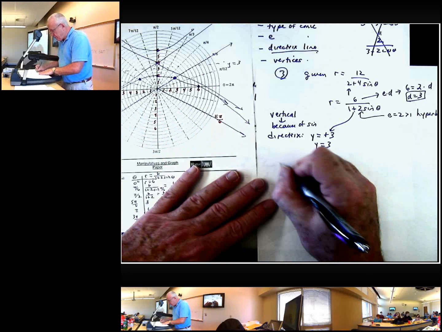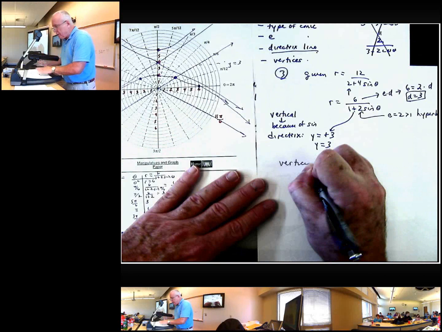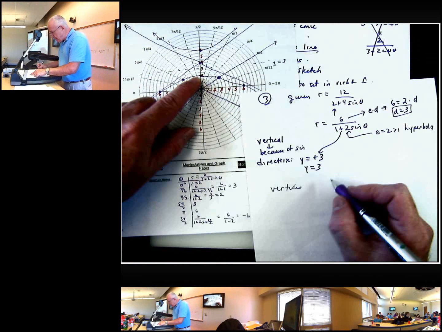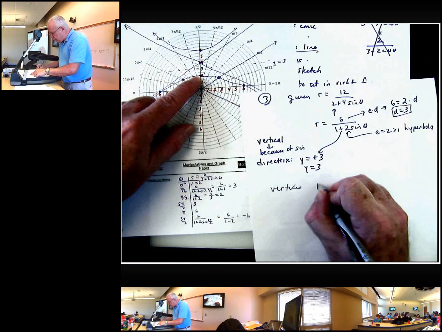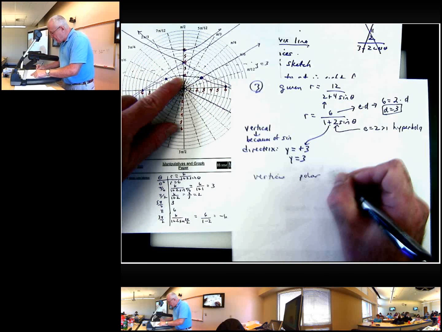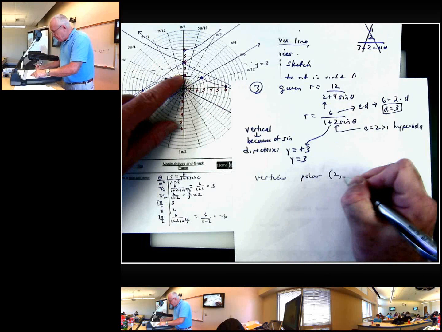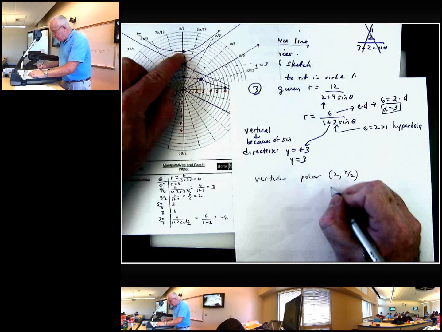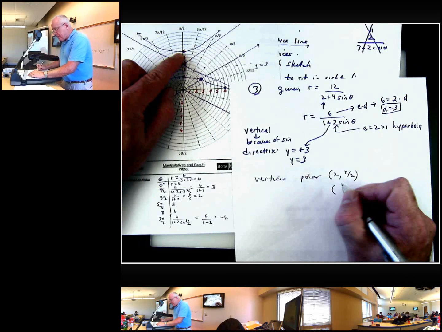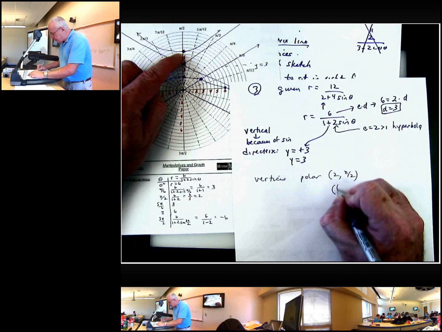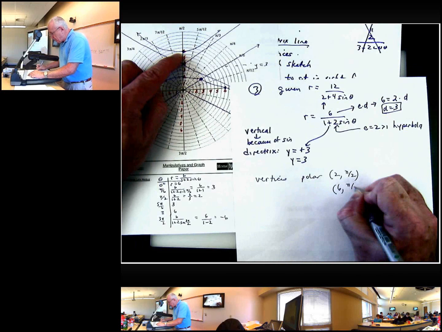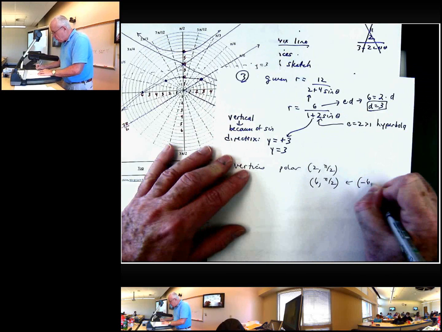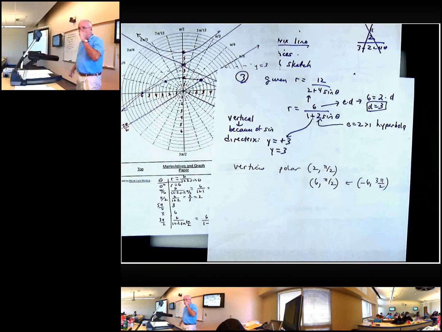So the vertices in this case, we can look again from our drawing, and see that the first one is going to be, if we look at polar coordinates, at a distance of 2, and that'll be pi over 2. The other one is up here, and that's at a distance of 6, and that's also at pi over 2. Of course, we got it from -6, 3 pi over 2 is how we had gotten it.